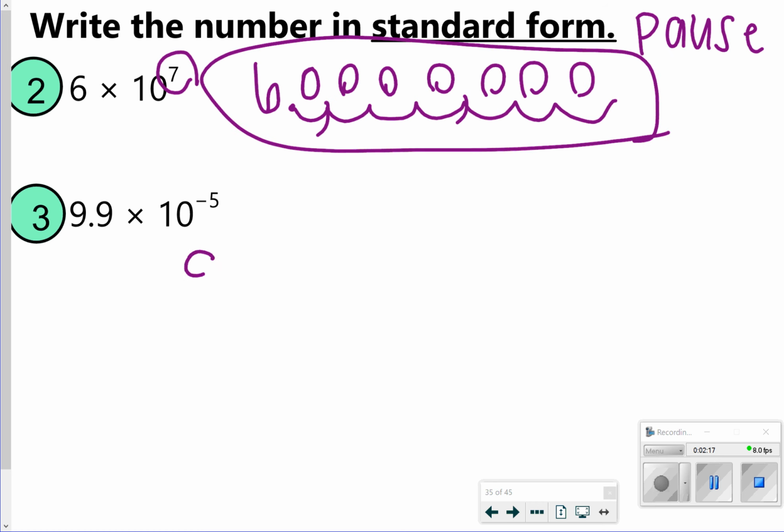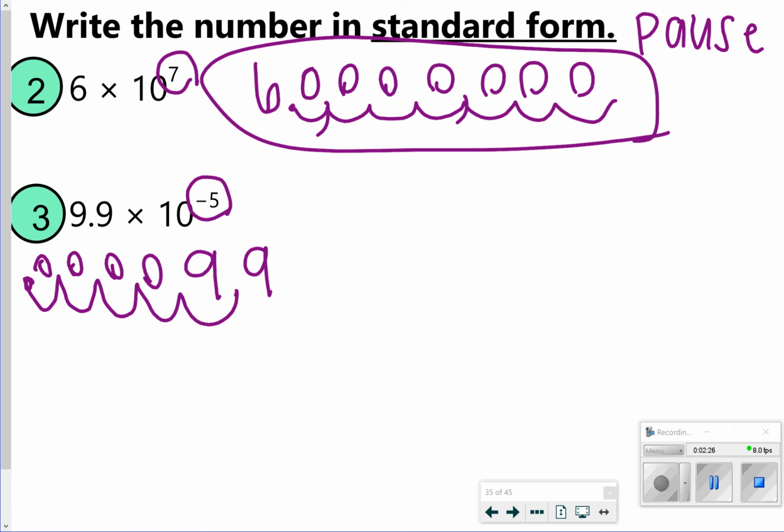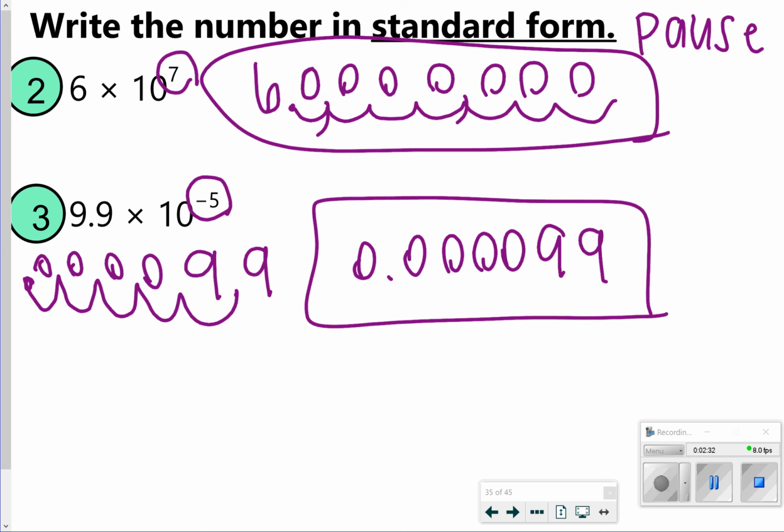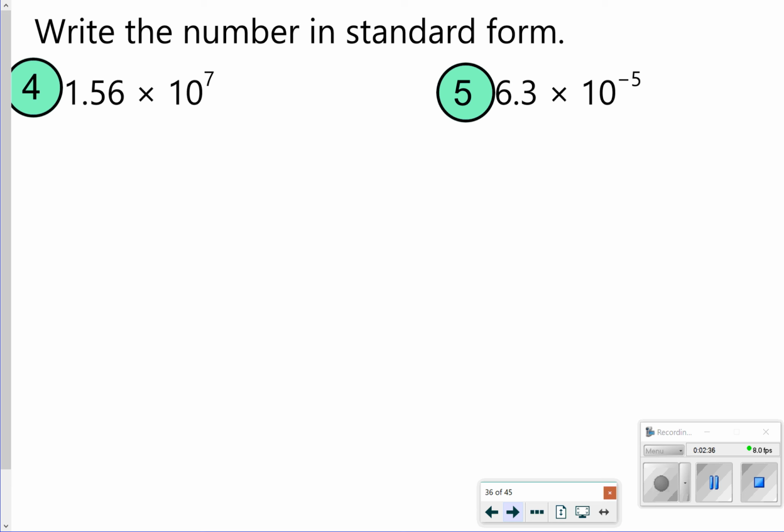For number 3 though, I have 9.9 and I'm moving 5 spaces to the left. 1, 2, 3, 4, 5. I'm going to fill up 4 empty zeros, so I'll have 0.000099 as my answer. Okay. These again are two examples, so let's go ahead and try these. Let's pause the video here, try it, and then once you're done, click play.